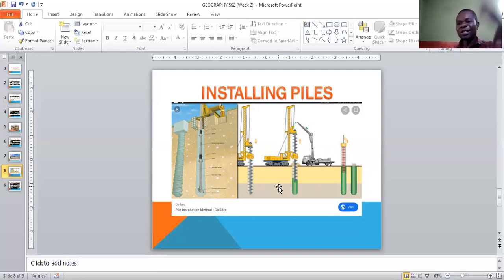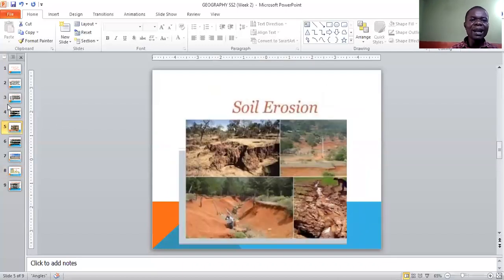It doesn't have anything to do with you, because the structural engineer has come to study the land, and then tells you how things will go. Then it will build the house or whatever you want to put there. This is the pile installation. These are the reasons, or some of the reasons, for land reclamation.